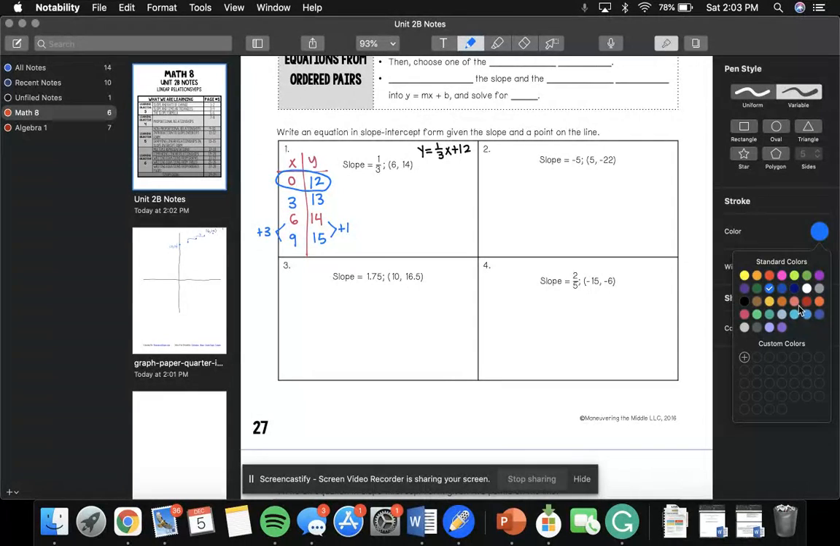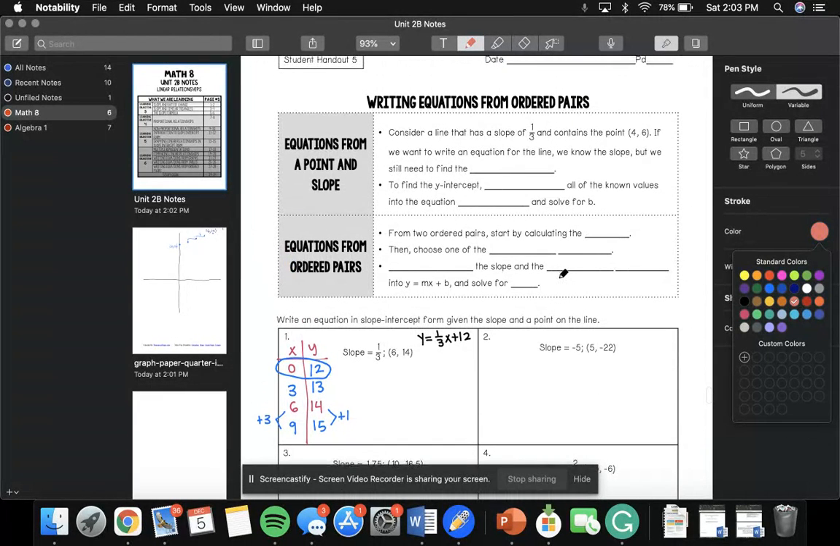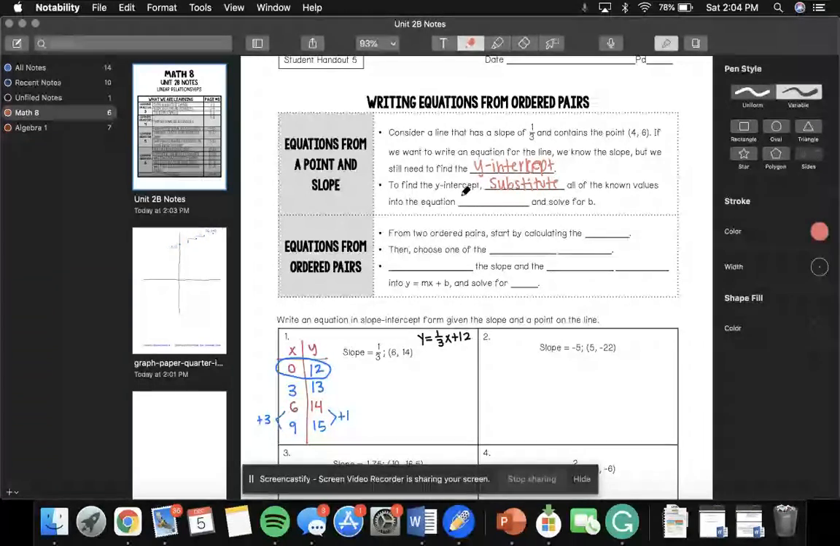Now, an even quicker way would be to follow the steps right here. We know the slope, and we know a point that it contains, in this case (6, 14). If we want to write the equation, we know the slope, but we still need to find the y-intercept, or the b value. So the quickest way to find the y-intercept would be to substitute all the values that we do know into the equation y equals mx plus b and solve for b.